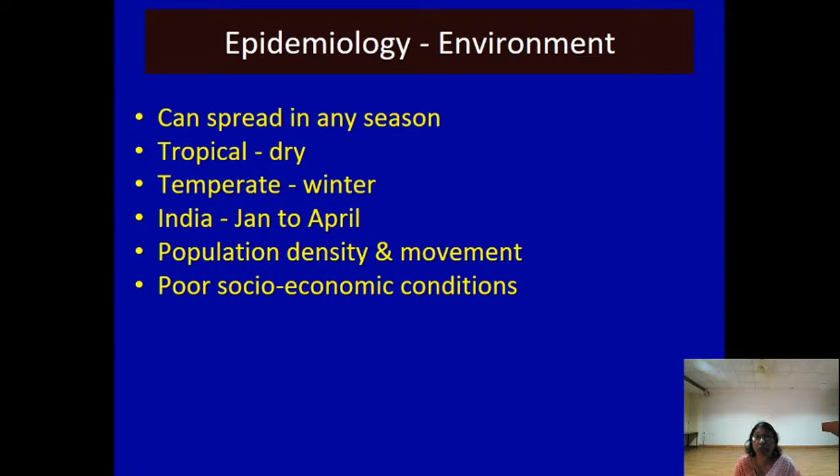And movement of the people, because they move from urban areas to rural areas and again come back, is a factor which will affect the spread of the disease. And the poor socio-economic conditions: you all know that poverty results in low socio-economic conditions, and that will result in unhygienic conditions and spread of measles.